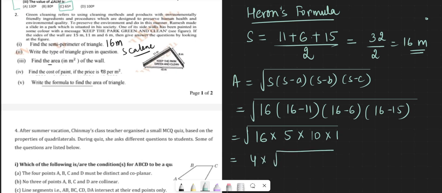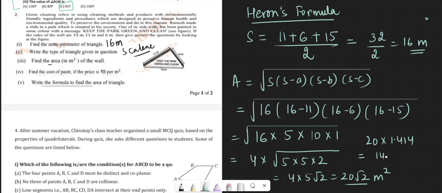Inside the square root, this is 5 and 10. So 5 into 2, which will be 4 into 5 into square root of 2, which is 20 root 2 square meters. If I go one step further, I can put the value of root 2, which is 1.414. So 14.14 into 2 would give me 28.28 square meters as the area. Either I write this number or this number. So the area in square meters of the wall can be found using Heron's formula.